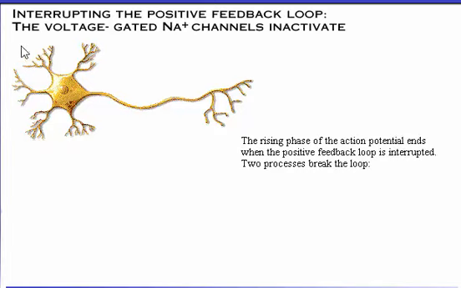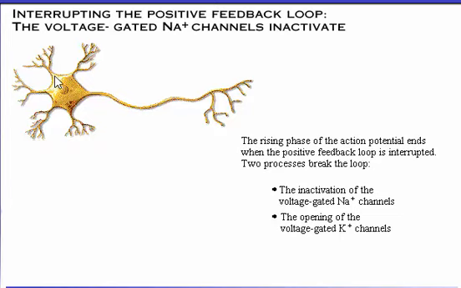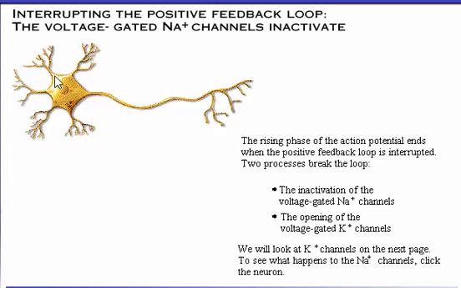The rising phase of the action potential ends when the positive feedback loop is interrupted. Two processes break the loop: the inactivation of the voltage-gated sodium channels, and the opening of the voltage-gated potassium channels. We'll look at potassium channels on the next page. To see what happens to the sodium channels, click the neuron.